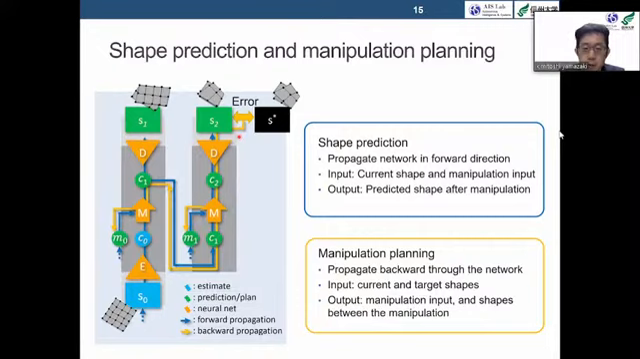The inputs to the manipulation planning are the current shape and the goal shape. The outputs are the manipulations and the shapes between manipulations to deform to the goal shape. This planning makes it possible to deform to various goal shapes. Furthermore, as shown in the figure on the right, 2 or more manipulations can be performed by connecting multiple networks. This is an important point of our proposed EMDNet.